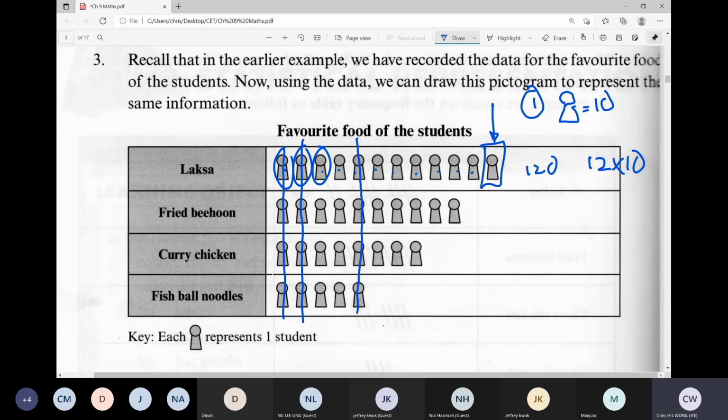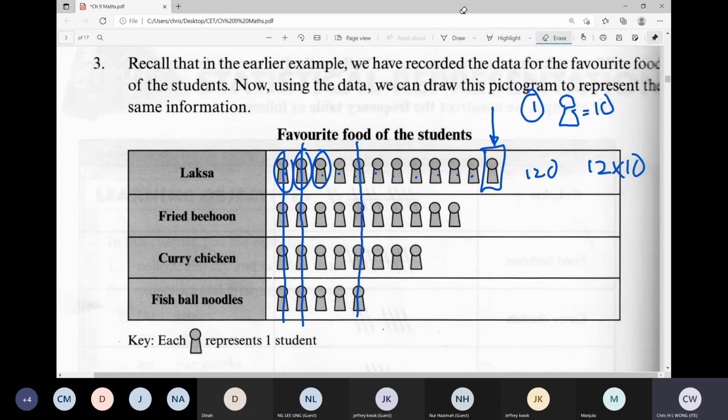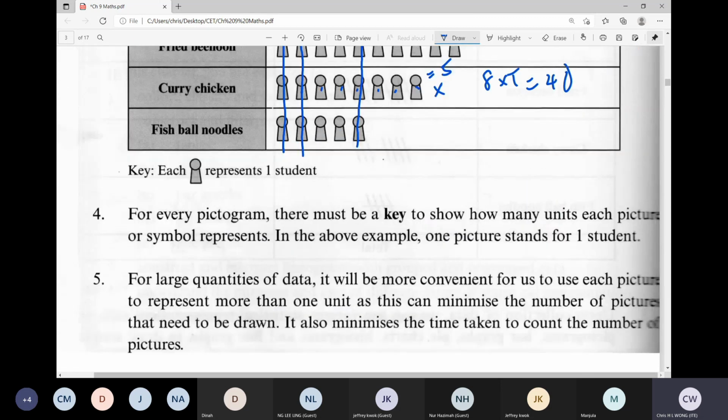So from here, let's say I say one symbol represents 5. Then can you tell me how many people like curry chicken? Eight times 5. 40, correct. Because one represents 5, right? If I have 8 of them, then it means 8 times 5, which gives you 40. So you must see what the representation of the symbol is.